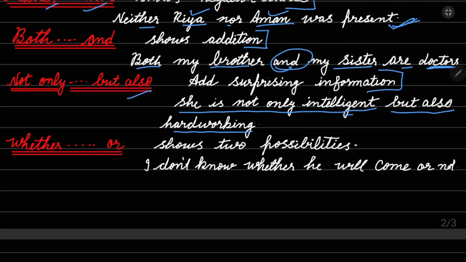Next is whether or. Whether or shows two possibilities. For example, I don't know whether he will come or not. Means we have two possibilities: he will come or he will not come. So whether or shows possibilities.